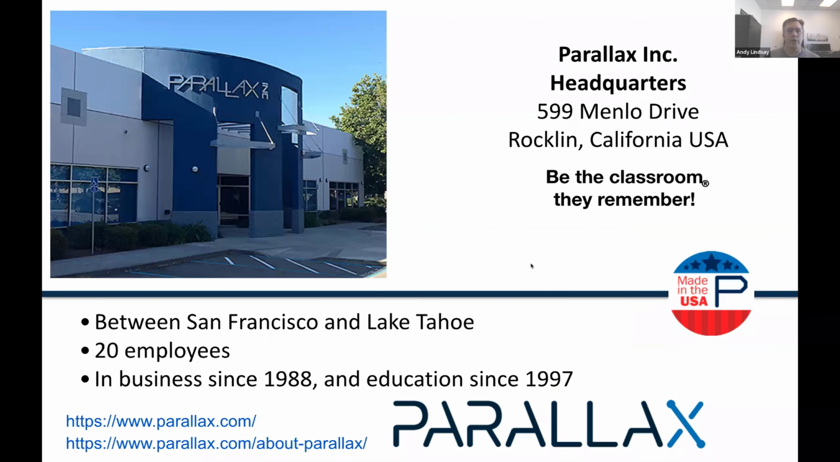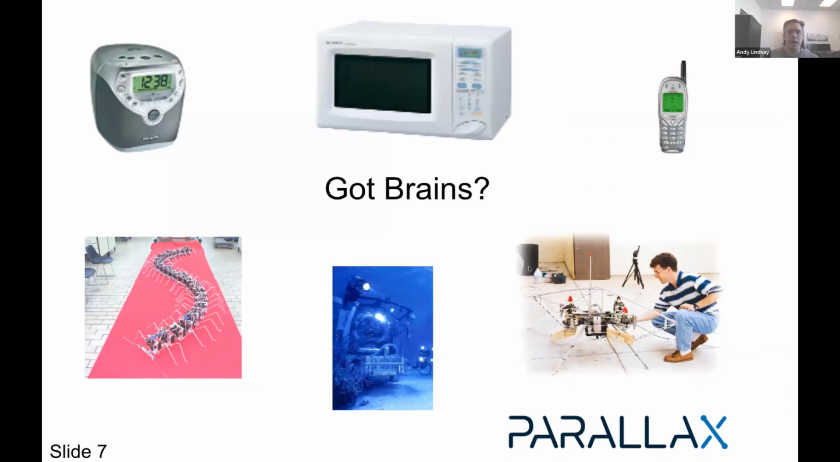About Parallax, we're just outside of Sacramento, California, on your way up to Lake Tahoe. We have about 20 employees, have been around since 1988, and have been putting together, supporting, and selling educational kits since '97. The main emphasis of Parallax is those programmable brains and circuits inside products. Or actually, I should say that's where our roots are.